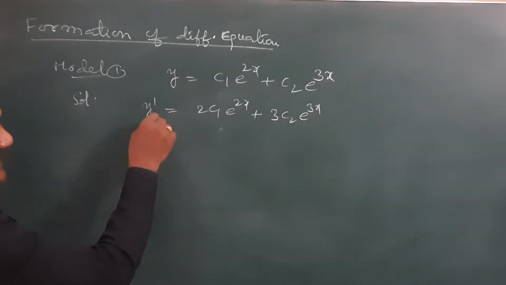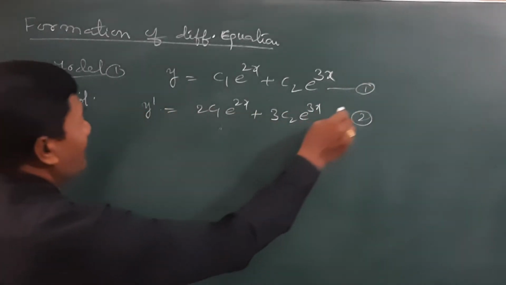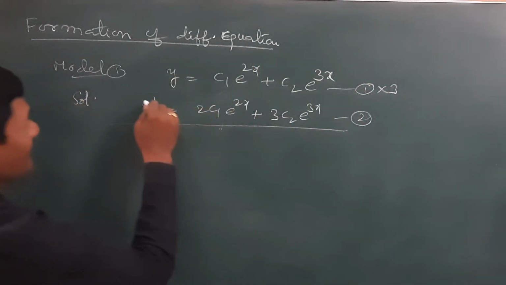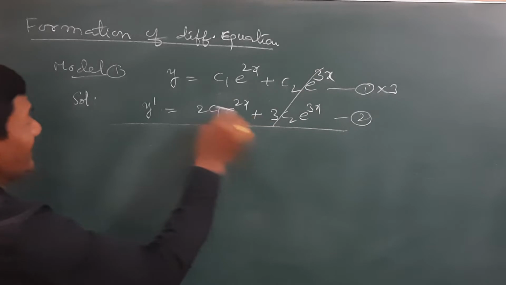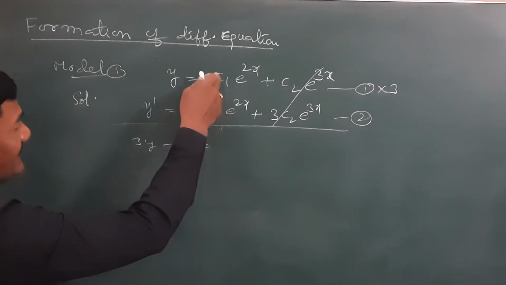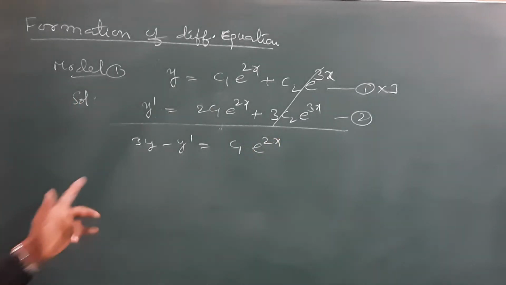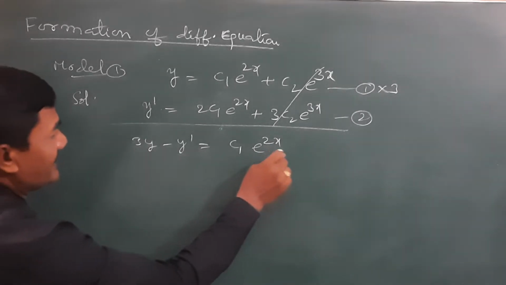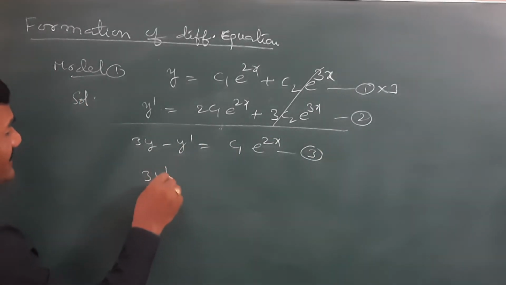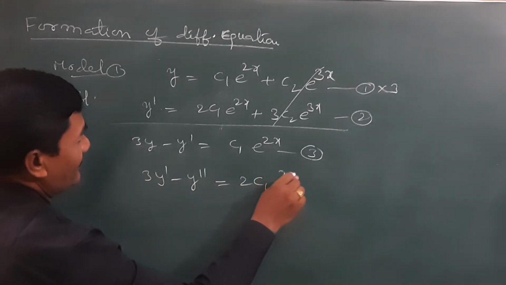By using equation 1 and equation 2, you can multiply with 3 to get equation 3. Subtracting, this cancels, that is 3y minus y dash is equal to c1 e power 2x. That is equation 3. Differentiating again, 3y dash minus y double dash is equal to 2c1 into e power 2x.